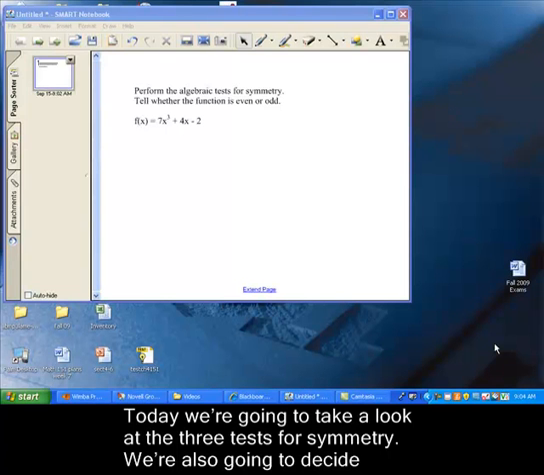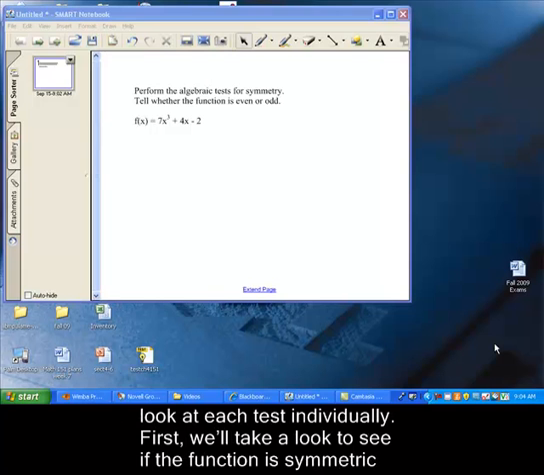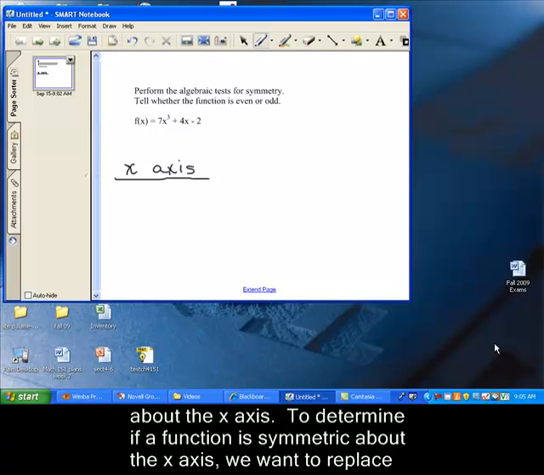Today we're going to take a look at the algebraic test for symmetry. We're also going to decide whether a function is even or odd. We have a function here, 7x cubed plus 4x minus 2, and we're going to take a look at each test individually. First, we'll take a look to see if the function is symmetric about the x-axis.